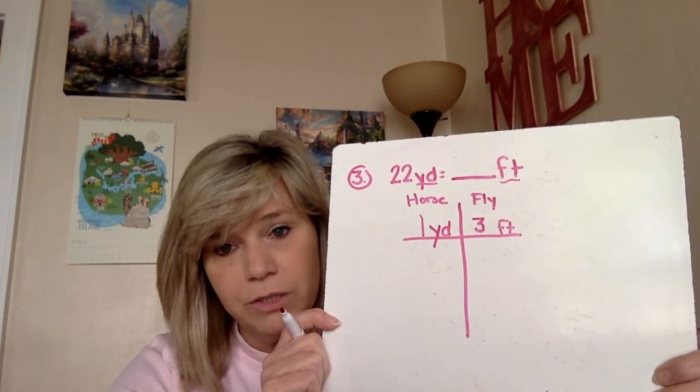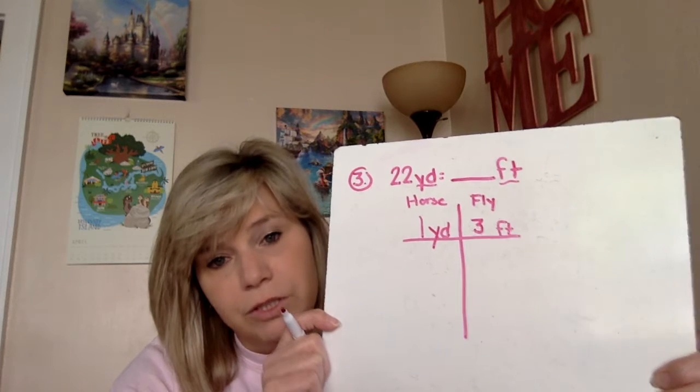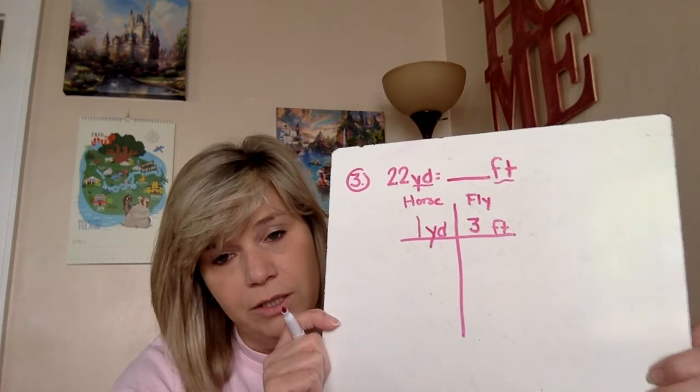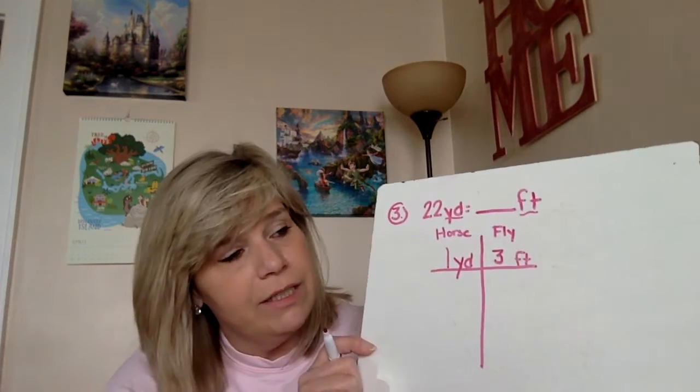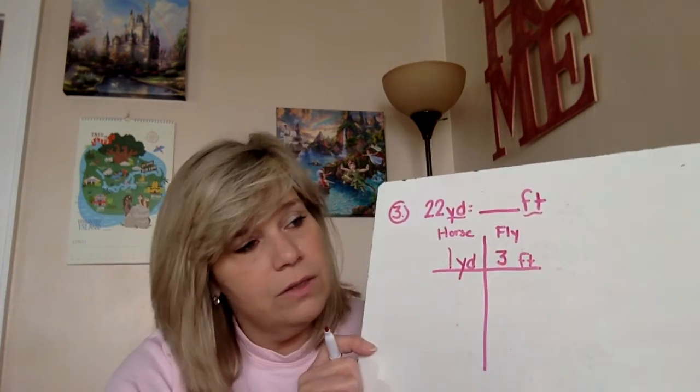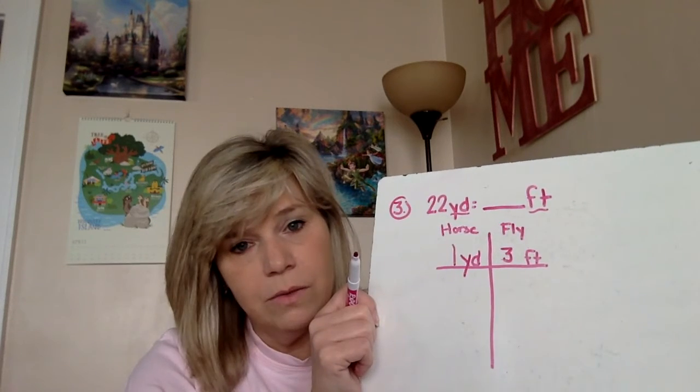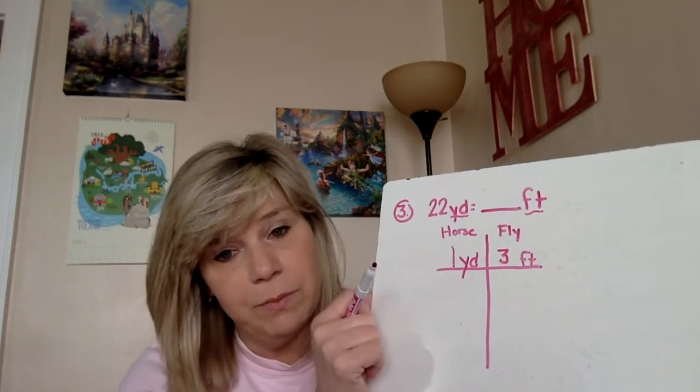The first thing you're going to put on your T-chart at the very top is your conversion. 1 yard equals 3 feet. We decided yards is the biggest. We put 1 yard. How many feet does it equal? 3. Now we're ready to use this information in our silly saying. So we have 22 yards. Whatever the unit is, you have to put under that number.